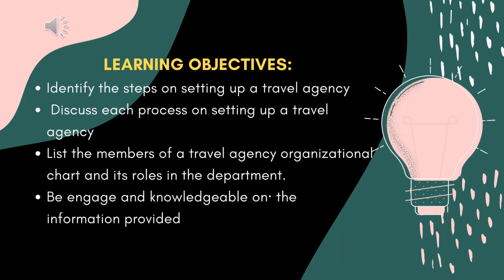Here we have our learning objectives. First, identify the steps in setting up a travel agency, then discuss each process in setting up a travel agency. List the members of a travel agency organizational chart and its roles in the department, and be engaged and knowledgeable on the information provided.